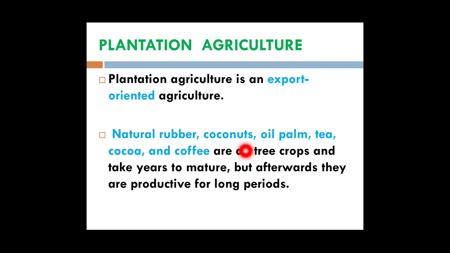Now natural rubber, coconut, oil palm, tea, cocoa, coffee, all tree crops take a long time to mature, but afterwards they are productive for a very long period. Especially rubber, it takes a long time for rubber to grow, but after the tree is mature, we can extract a lot of rubber for many years, for a very long time duration.